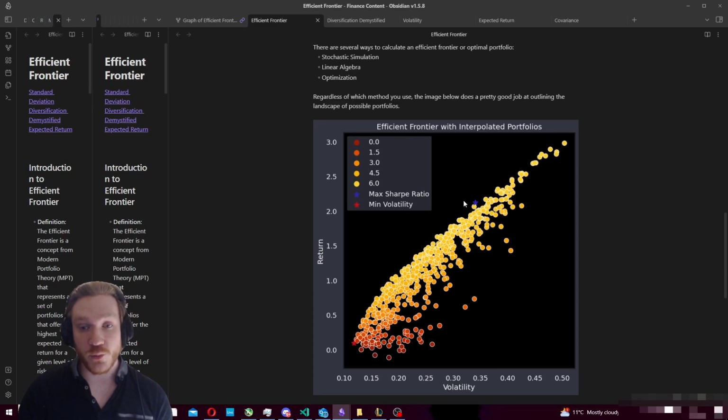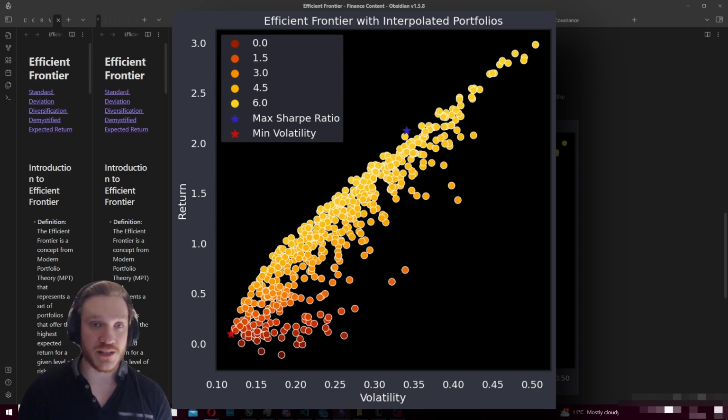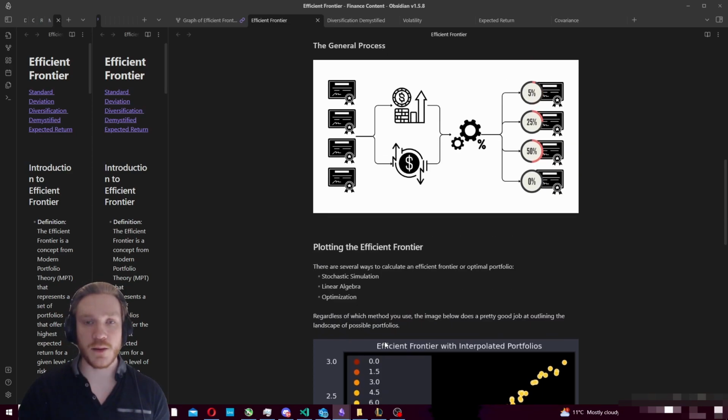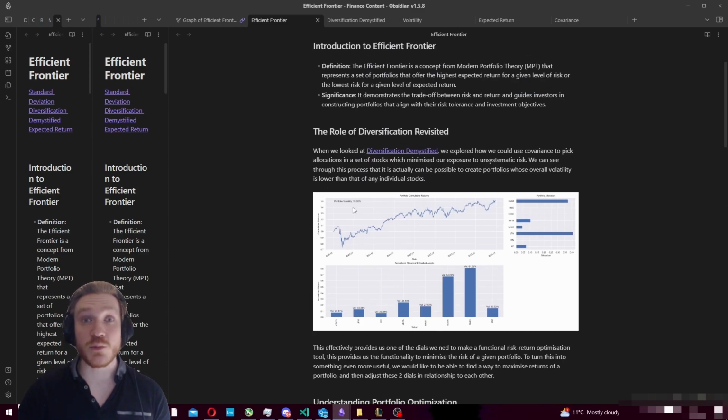And regardless of which one you're going to use, this is a pretty good visualization of the efficient frontier. This image has been generated using a stochastic simulation, or to be specific, a mixture of stochastic and optimization, or really a mixture of all three of these, okay? So this minimum volatility portfolio, this red star, is the one that's the most bottom left here. And that minimum volatility portfolio is exactly the one that we looked at in the diversification episode, okay?